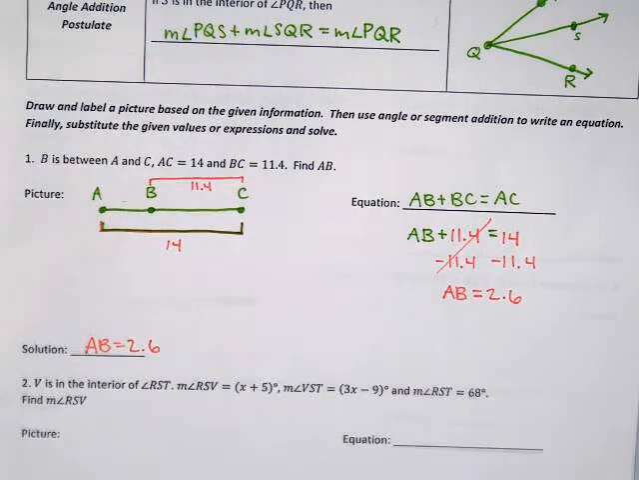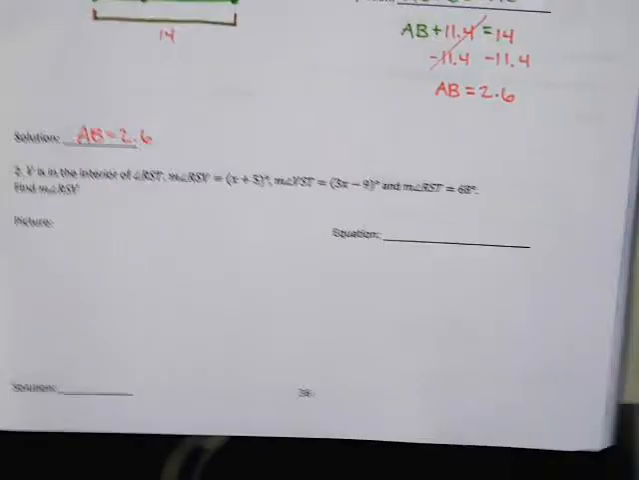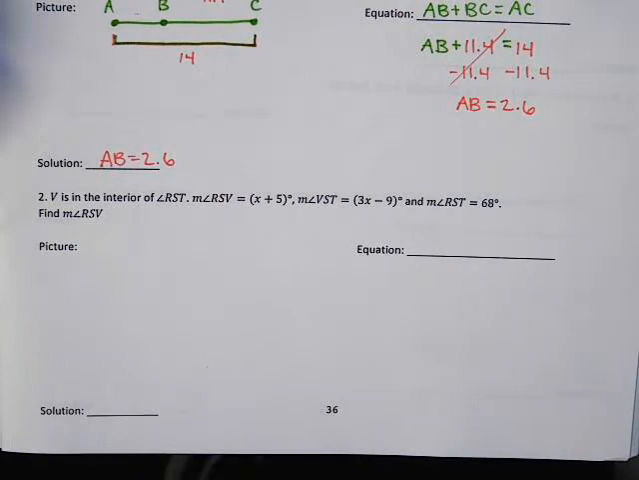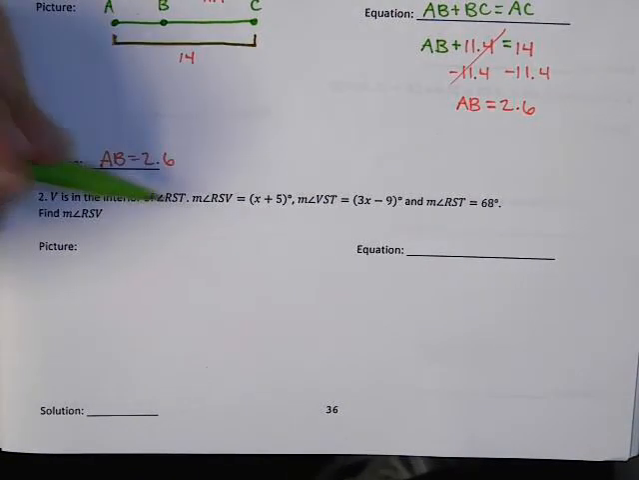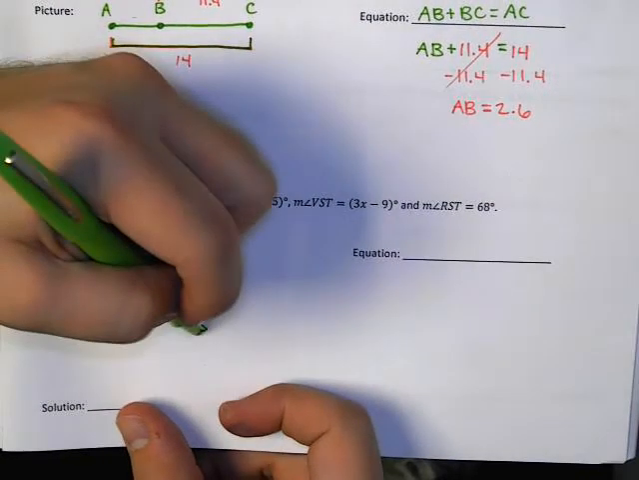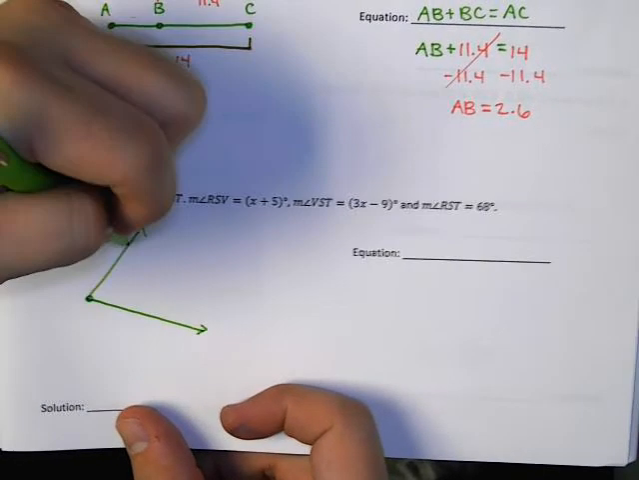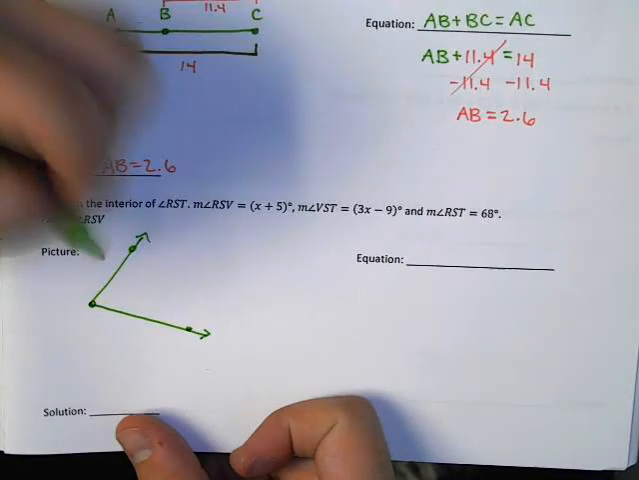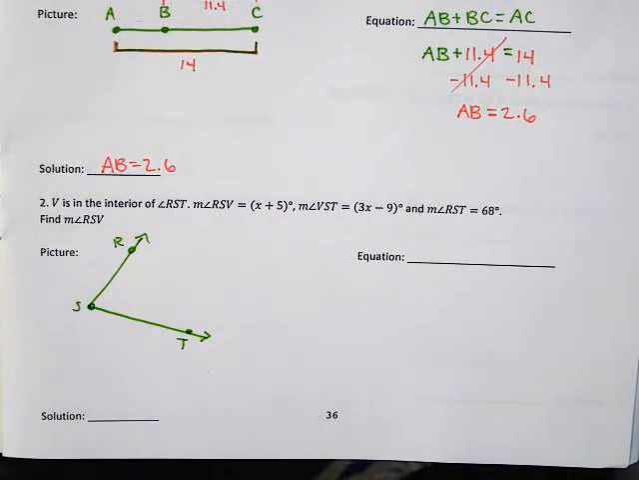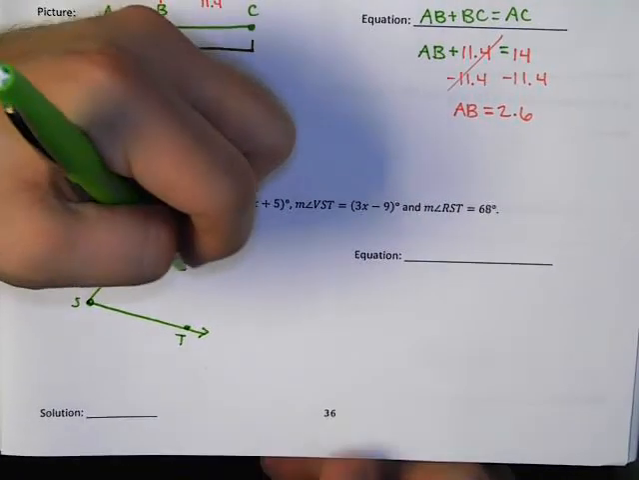And you'll notice the same thing in number 2. Slightly more complicated, though, so I still definitely want you guys to go through this one. All right, so let's try this. We have another picture. It's going to be a little bit more involved. All right, picture time. We start with our whole angle of RST. And then it tells us that V is in the interior, so I can put V anywhere.